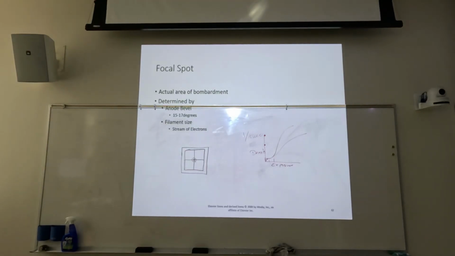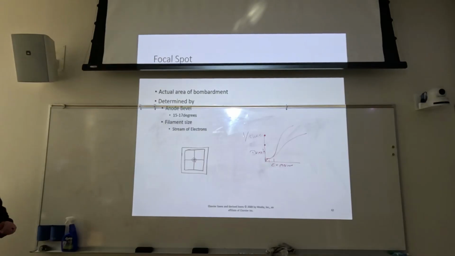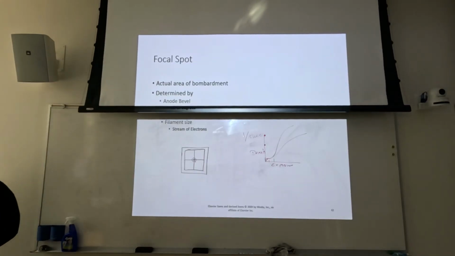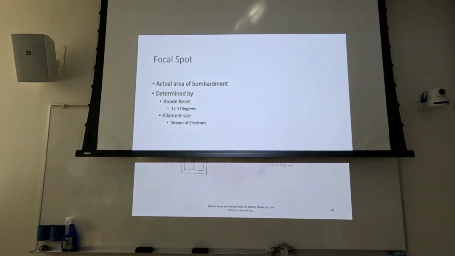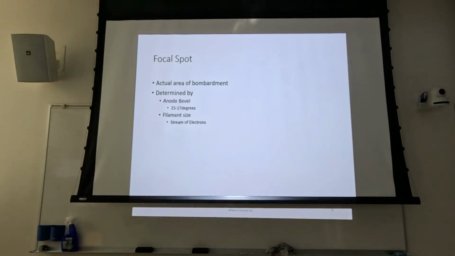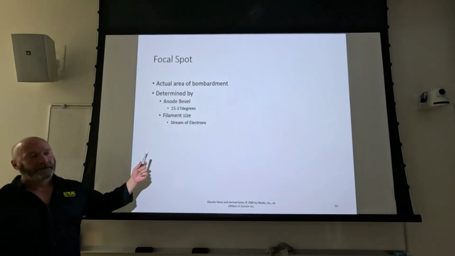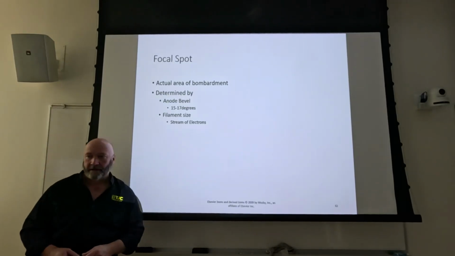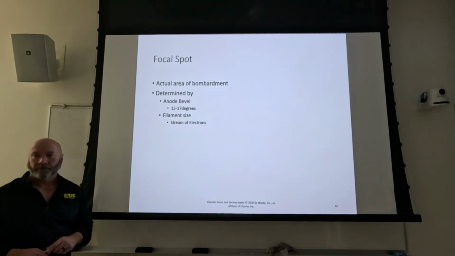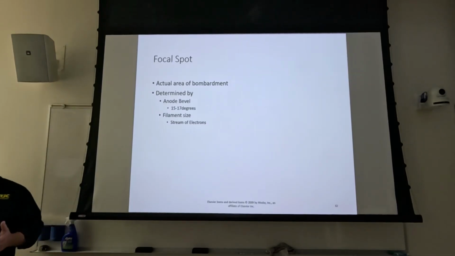So focal spot, remember the entire disc is not the focal spot. The focal spot is the actual area of bombardment. And it's going to be determined by two things. One is the filament size. Really three things. Filament size and stream of electrons are not necessarily the same thing. All right, so you got filament size.